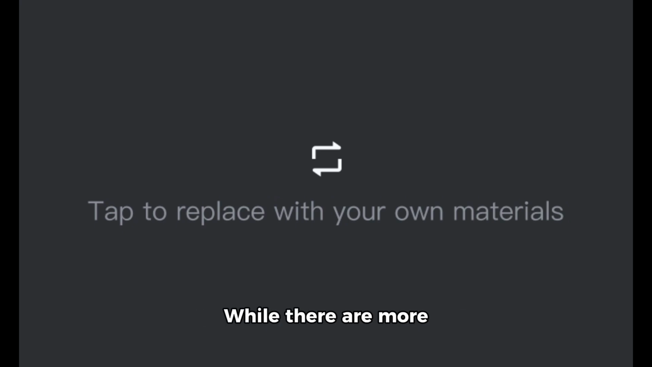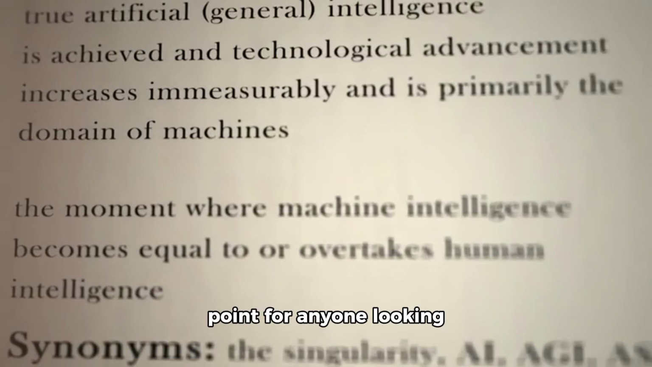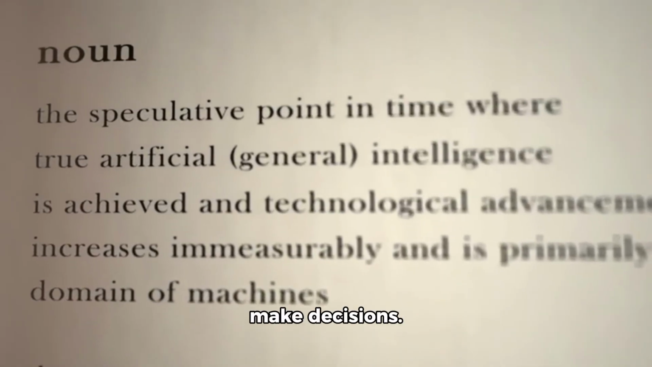While there are more complex algorithms out there, logistic regression remains a favorite because it's fast, efficient, and very easy for humans to interpret. It's the perfect starting point for anyone looking to understand how machines make decisions.